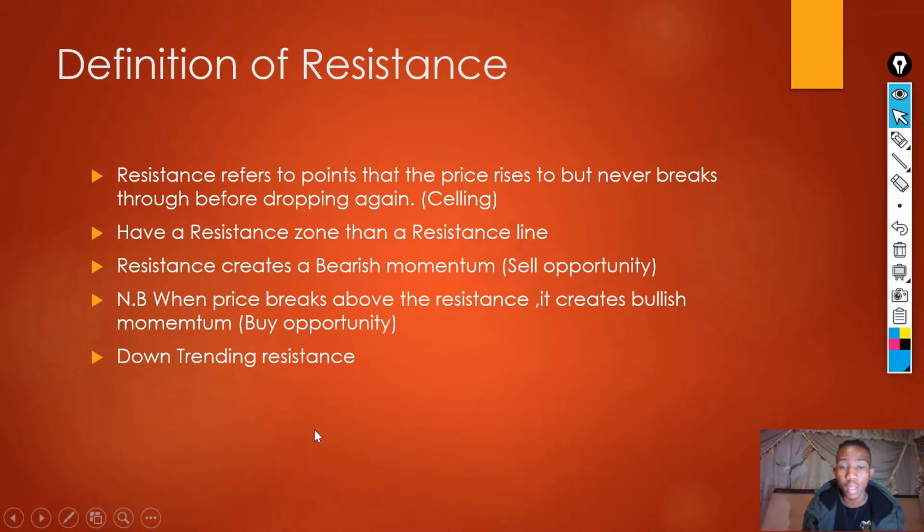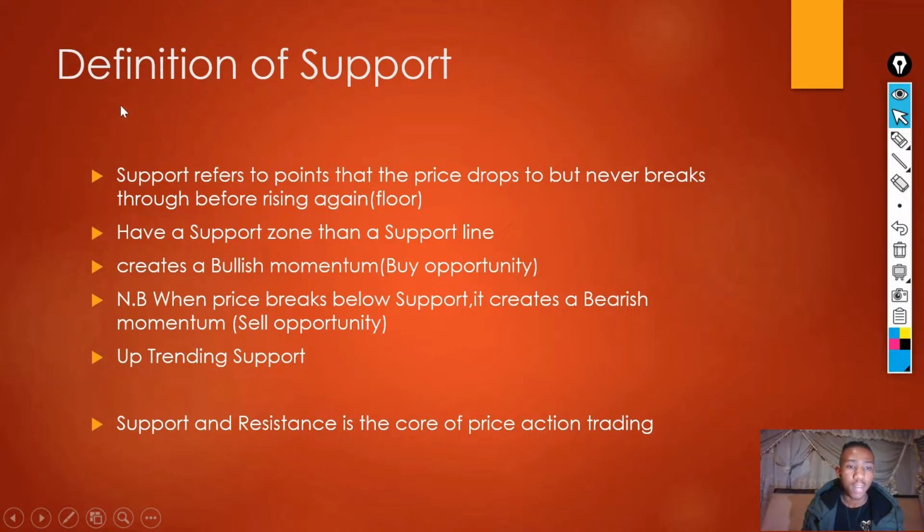Let's go to support. Now, definition of support. Support refers to the points that the price drops to but never breaks through before rising again, in brackets, floor. Now, opposite to your resistance, your support is now your floor. I need you to think of a support as a floor, meaning the market price must be above it and not below it. And as I said before, it's better to have a zone than a line. So have a support zone rather than a support line. Having a support zone, you're able to cater for all the touches you have to your line.